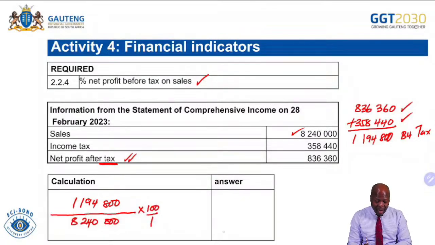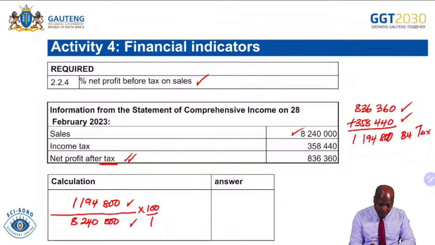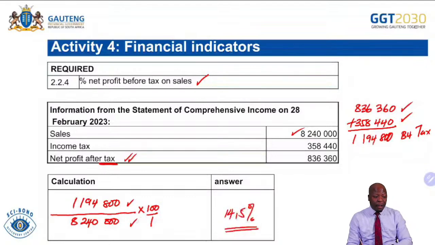So let's have your calculators now. 1,194,800 divided by 8,240,000. How much do you then get? Thank you. Someone is saying I have 14.5%. That becomes our answer there. Let's go on to the next calculation.